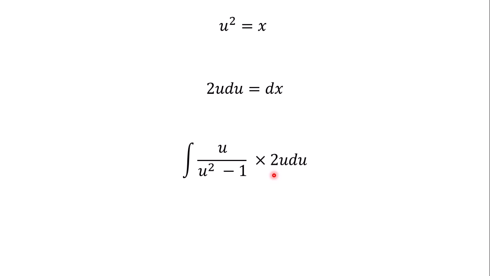Now when you multiply this, you are going to get u squared over u squared minus 1 du. You're going to get 2u squared divided by u squared minus 1 du.